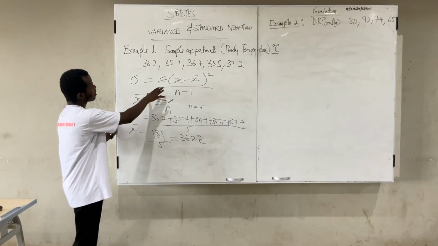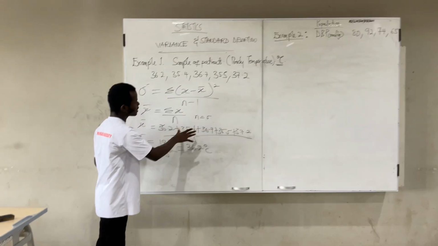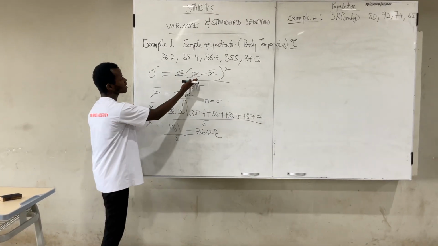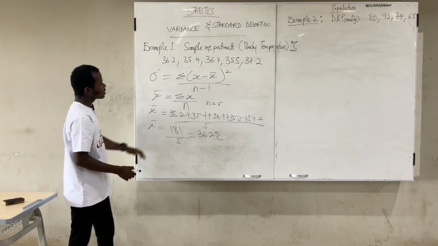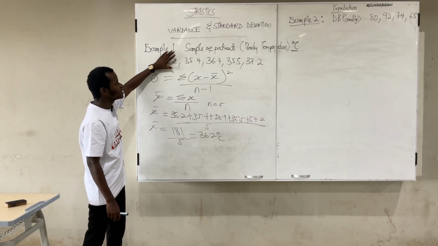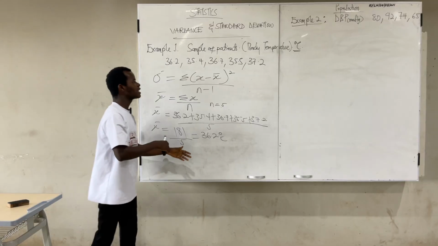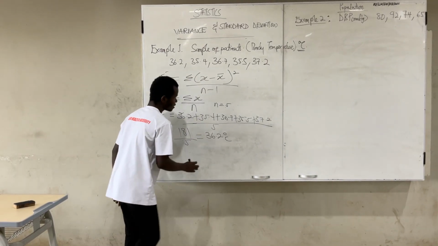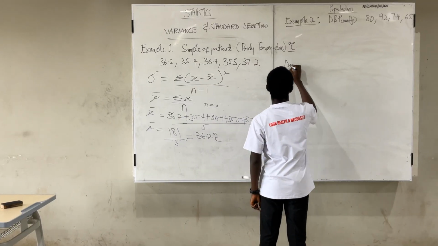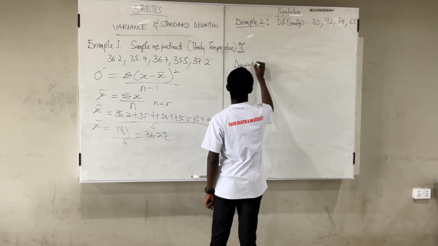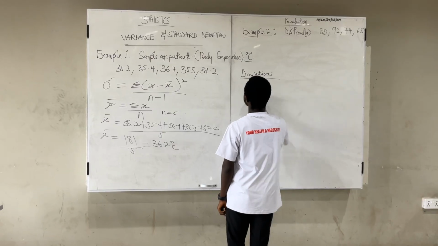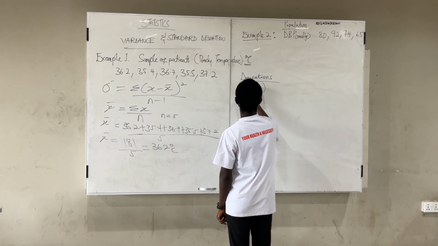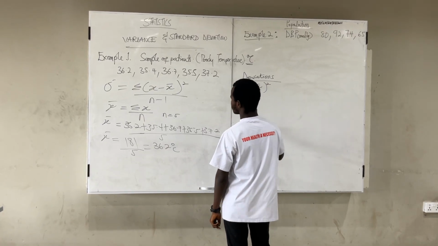But you have to calculate the deviations first before you substitute into the formula. The deviations is the numerator. So for the deviations, you take each observation and you subtract the mean from it. Then after that, you square the answer you get. So let's calculate the deviations. The deviations is x minus the mean, squared.